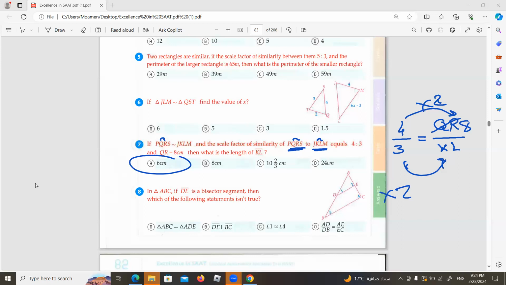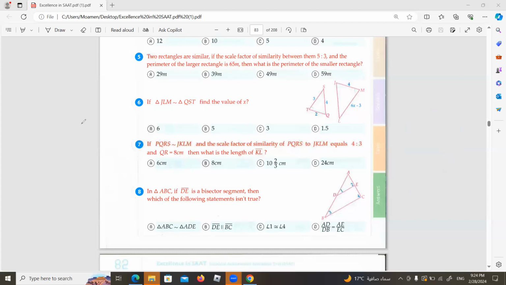Okay, we're going to number 8. In number 8, triangle ABC. If DE is a bisector segment, what does that mean? It means E is a midpoint of AC and D is a midpoint of BC. So this is the meaning of bisector segment. It means this equals this and this equals this. Which of the following statements is not true?